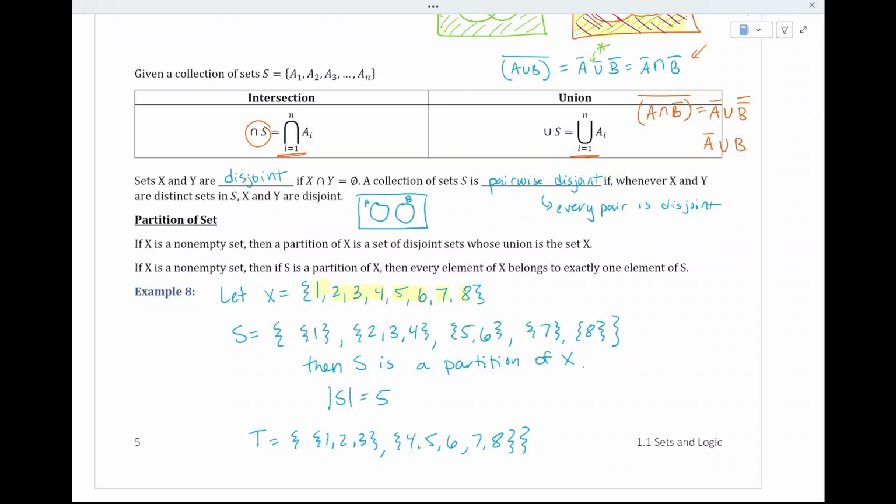The cardinality of T is 2, because I've got this set, the set that contains 1, 2, 3, and then the second one, which is all the rest. So I've broken X up into two different sets. So T is a partition, the cardinality of T is 2. So this is the idea of a partition.